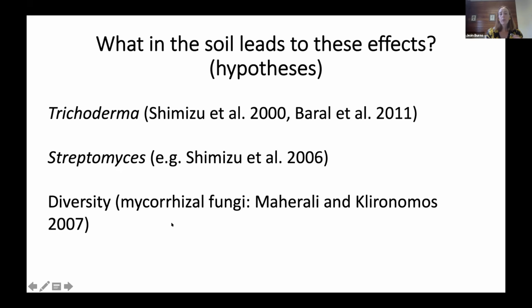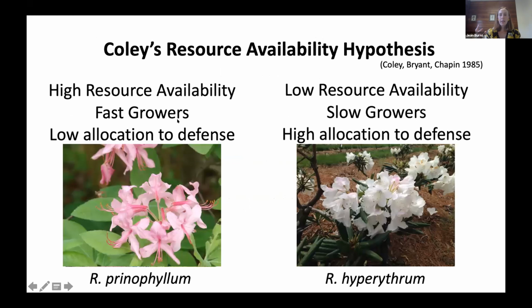So we expect that mycorrhizal fungi could be part of this, but again, the general mechanisms are unknown. So I want to return to this theme that rhododendrons are an excellent study system for addressing general hypotheses, and just give you a small taste of that for a classic ecological hypothesis. Phyllis Coley developed the resource availability hypothesis in 1985, and she suggested that high resource availability environments should select for plants that are fast growers.